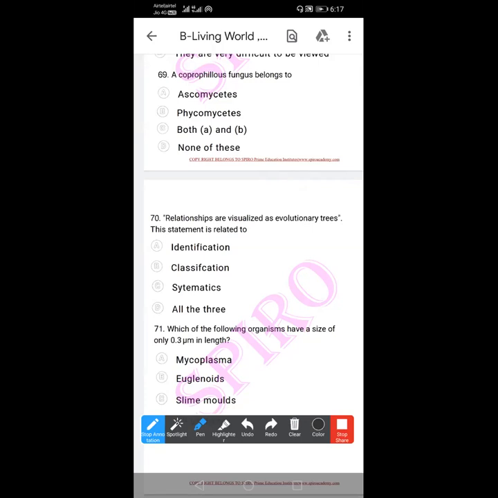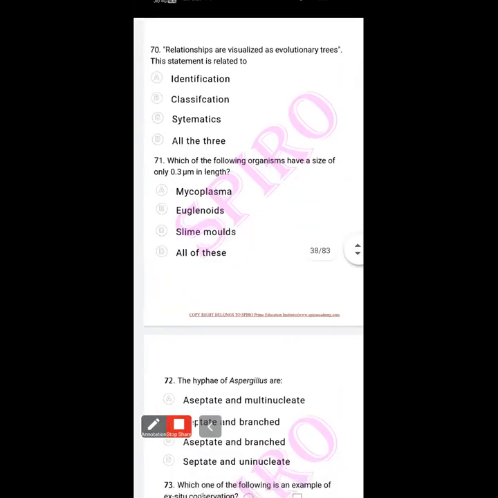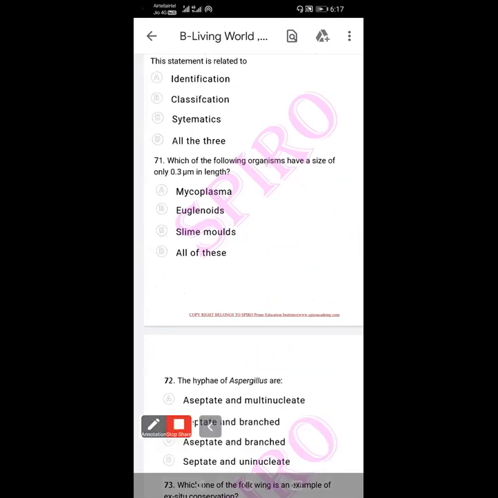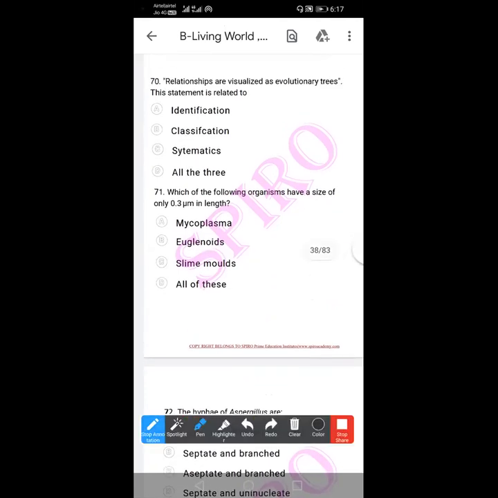And dear students, question number 70. The relationships visualized as evolutionary trees, this statement is related to what? Identification, classification? Here I have already discussed systematics with you. It deals with the evolutionary phylogenetic system, evolutionary trees and interrelationships. The correct option is option C.